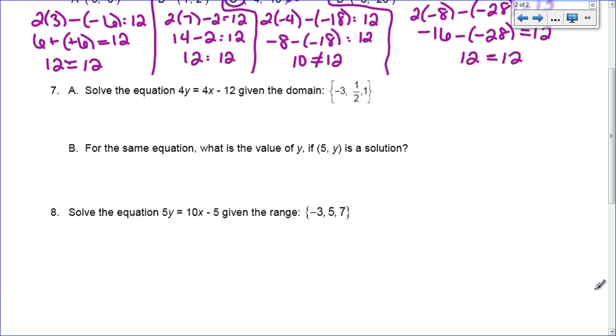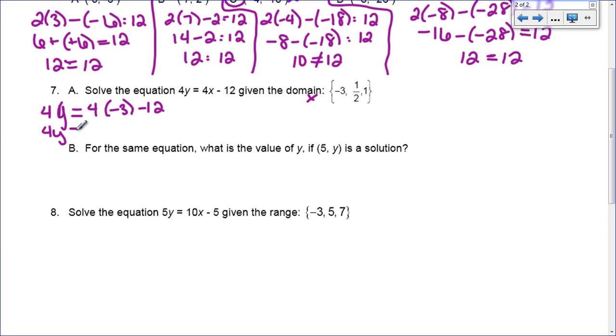Now, number 7 gives you an equation and it asks you to solve it giving the domain. Well, if you'll remember, domain is the x value, so they've given you x, they want you to find y. So we're going to plug in and we get to do it 3 times. So we're going to do it once and I'll have you practice the other 2. So I have 4y equals 4 times negative 3 minus 12. And then we're going to solve it.